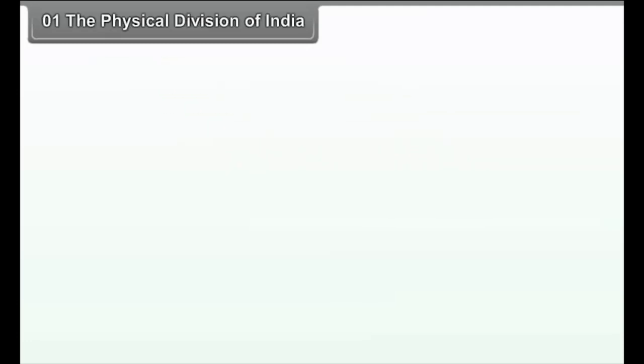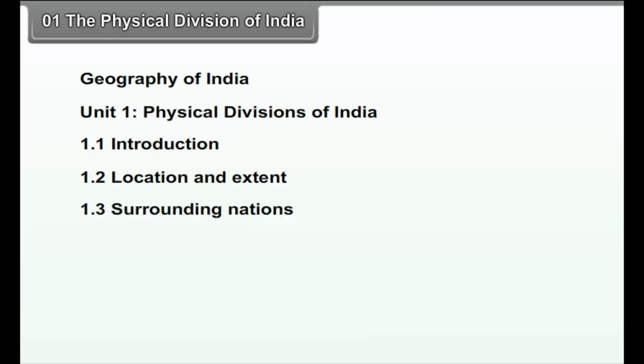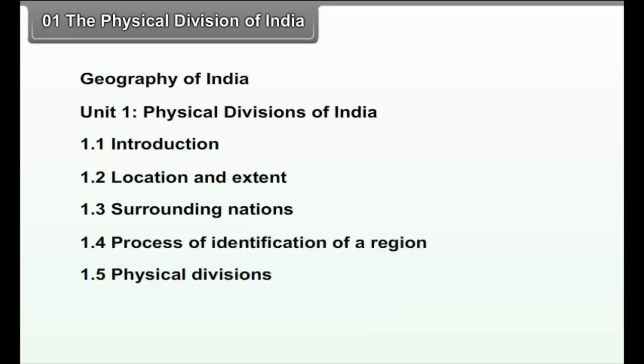Chapter 1: The Physical Divisions of India. We will study the following points in this chapter. 1.1 Introduction. 1.2 Location and Extent. 1.3 Surrounding Nations. 1.4 Process of identification of a region. 1.5 Physical Divisions.